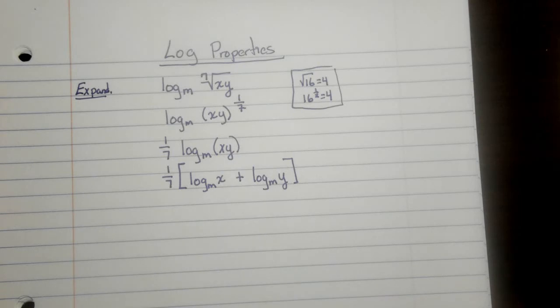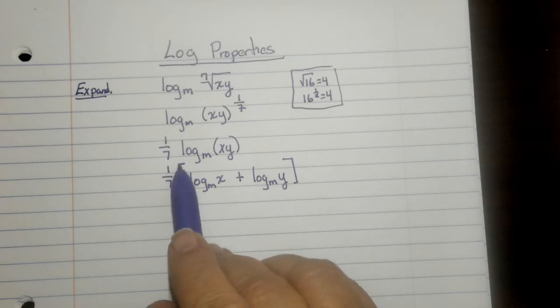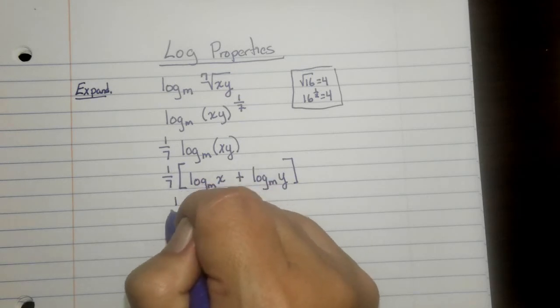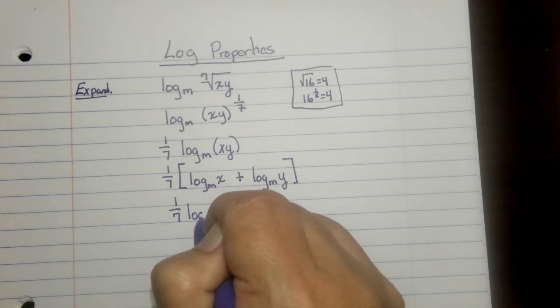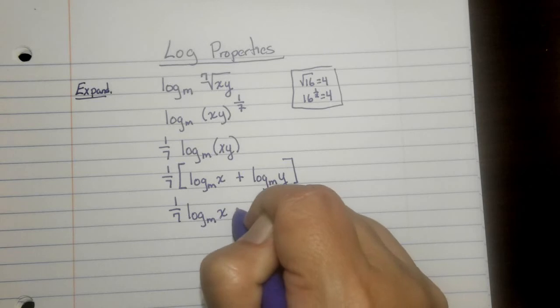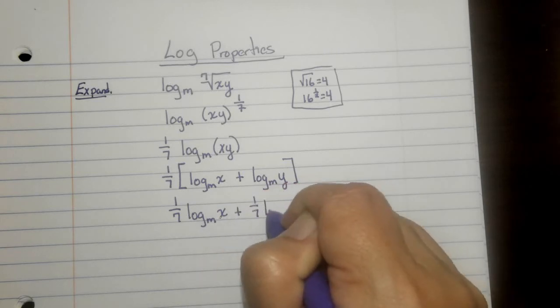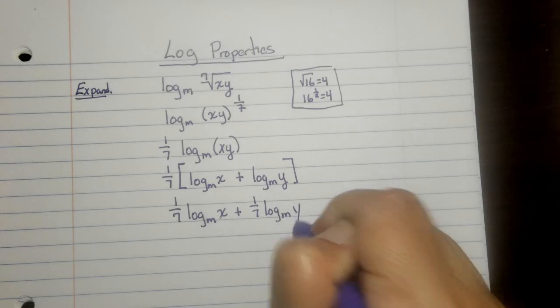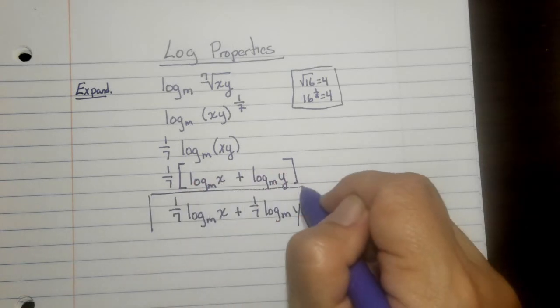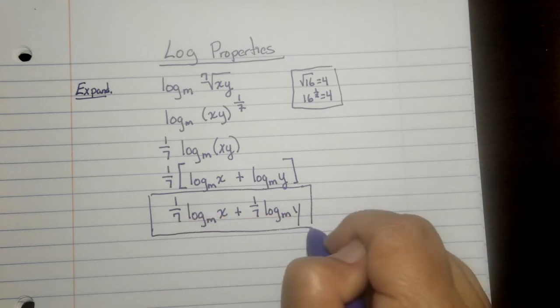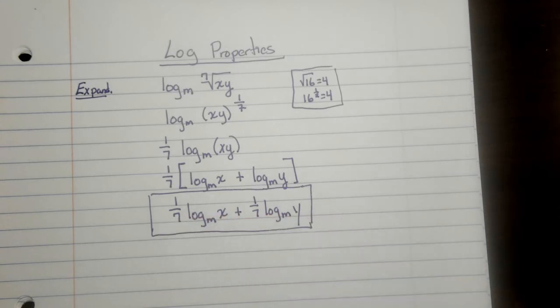And then we take this one step further to expand it out, and we would just distribute the 1/7 in front of each log. So it would be 1/7 log base m of x plus 1/7 log base m of y. And this would be our answer choice. And because I've got my log and I've got a variable and I have an x and I have a y, very difficult to try and use the calculator to confirm your answer in any way. So you really have to just know your log properties.